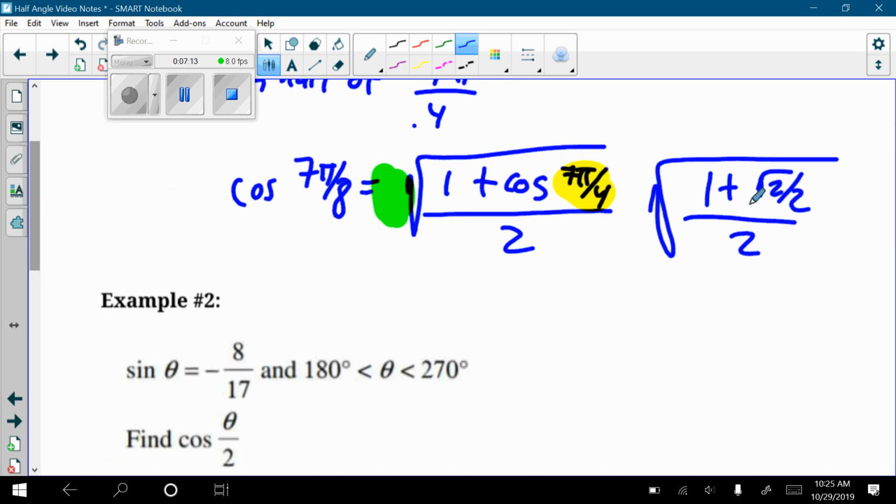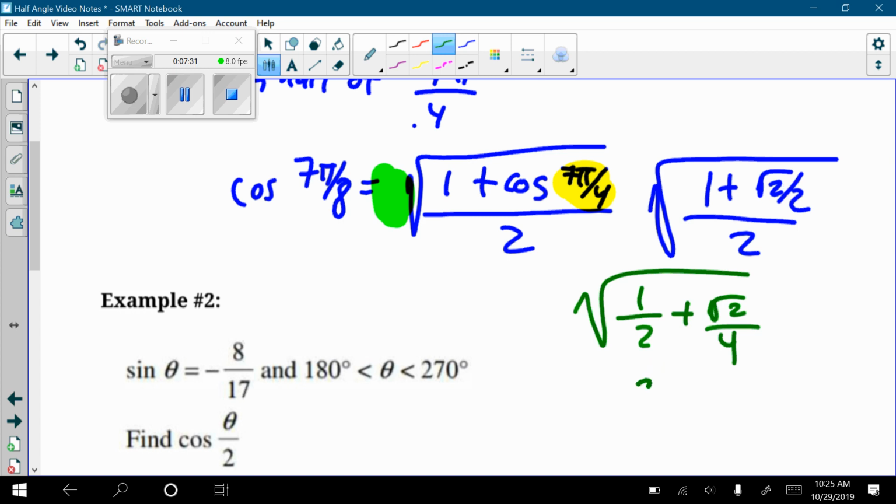I want to clean this up a little bit. I'm going to do a little rubber banding. I get 1/2 plus root 2 over 4, all under a giant square root. And it'd be nice to put these back together. So I was just trying to deal with that weirdness. So I could write this as 2 plus root 2 over 4.